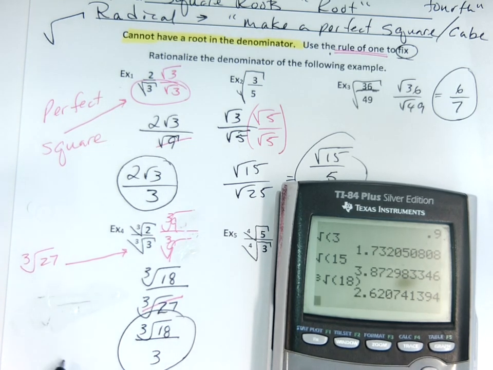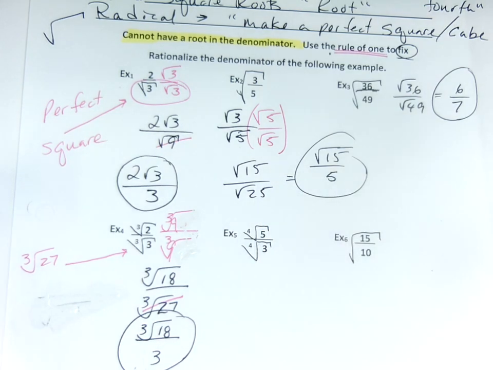Now, is there a root in the bottom? No, it's gone. That's our goal, to rationalize the denominator. No roots in the bottom, okay? Okay, then how about example 5?